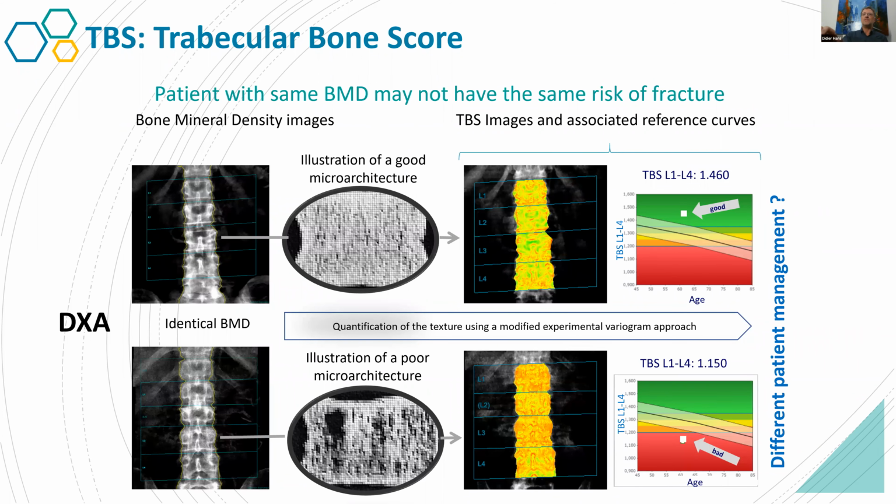The principle is that you can have, as I said before, the very same or almost identical density from two different patients, but the underlying structure could be either good or poor, and that will lead to a completely different level of risk. A good structure will give a high TBS value. If it's a poor structure, it will give a low TBS value. So obviously, with two different patients with the same density but different underlying structure, the way you manage the patient has to be different, as we know from the WHO definition of osteoporosis.